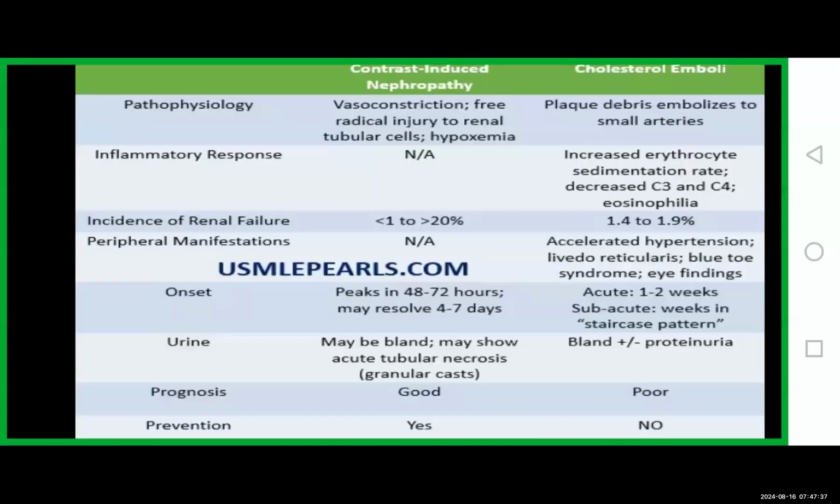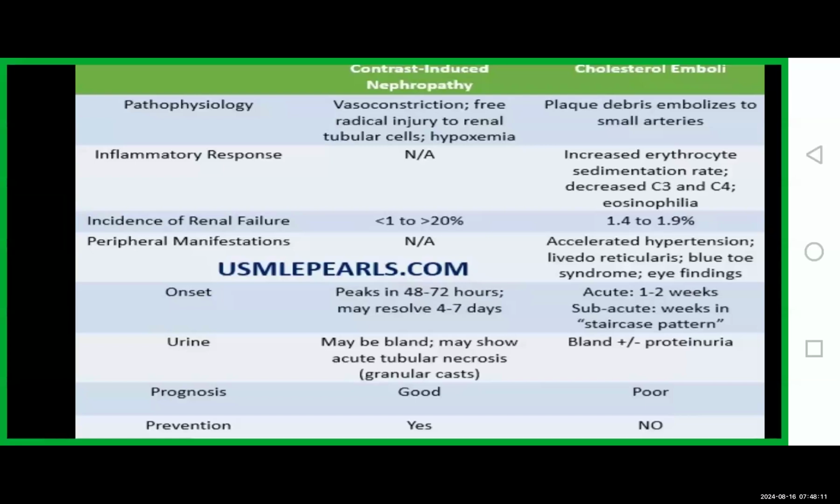Next slide, please. Okay, this is just a table showing the differentiating factors between the two conditions. Like I said, they are very close differentials. So what you use, one, the skin manifestation, then two, the complement levels. You expect them to be reduced in cholesterol embolization syndrome, where you have a reduced complement 3 and 4. And then the inflammatory markers would also be high in this setting, so you see an elevated ESR and CRP.